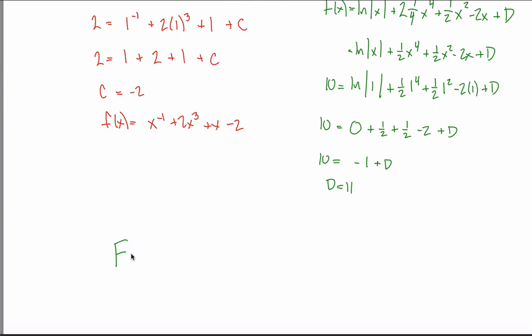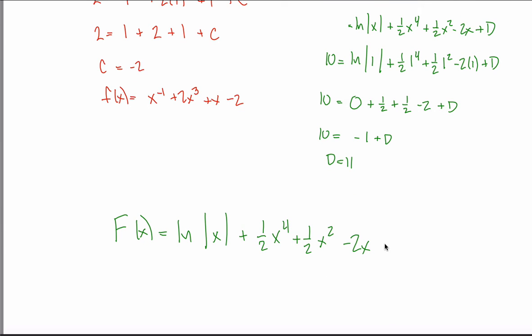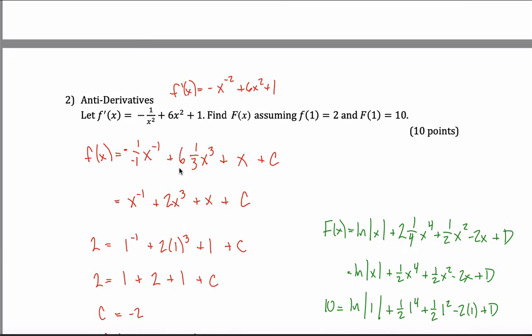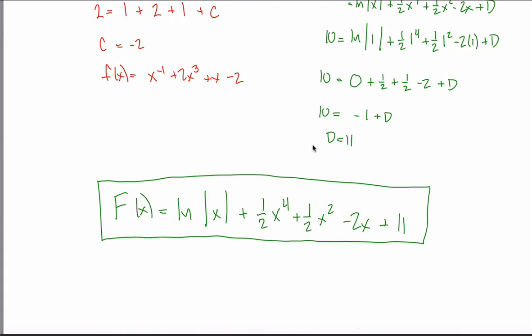So my final answer, capital F of x, a little bit bigger font, I guess because I'm happy to be done, is the natural log of the absolute value of x plus, copying this line here, 1/2 x to the 4th power plus 1/2 x squared minus 2x plus 11, because my constant d here I solved to be equal to 11. If you're the type that likes to check answers, you could take the derivative of this twice and make sure that that gets you back to the original question. But I am not that type, so I'm going to call this good.